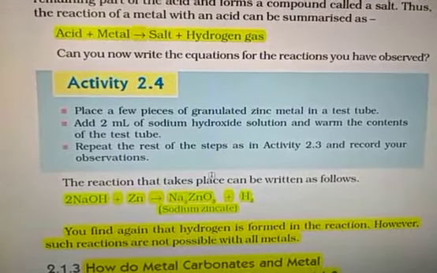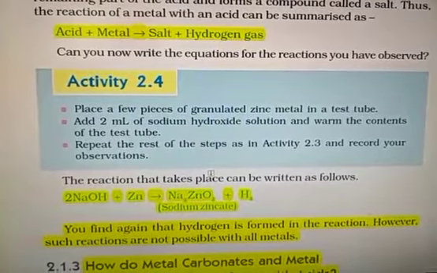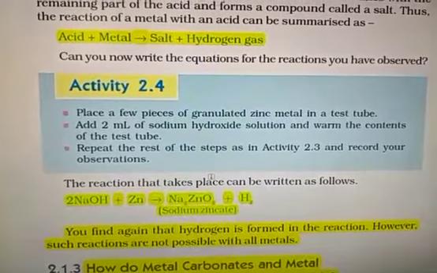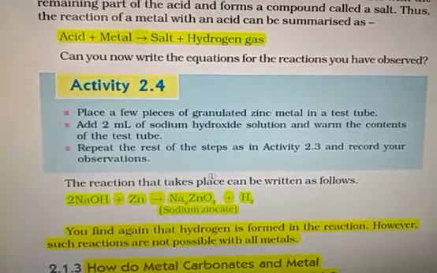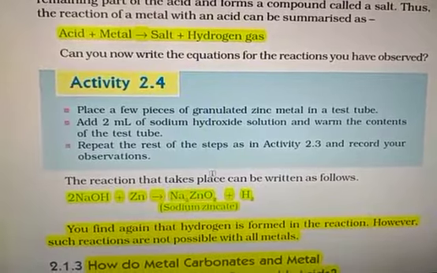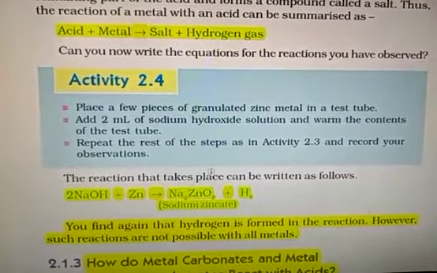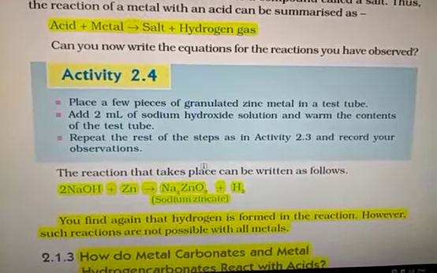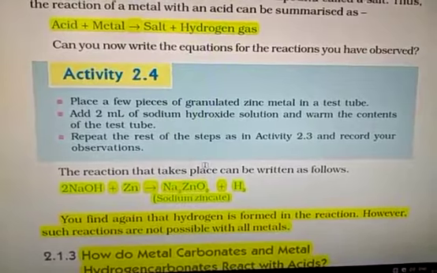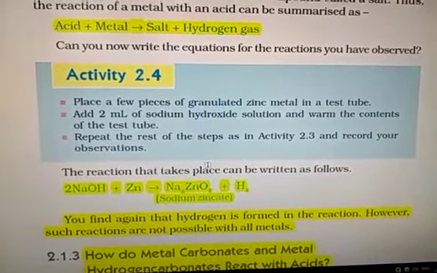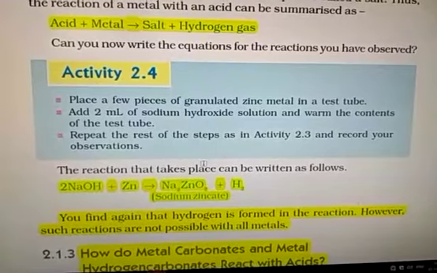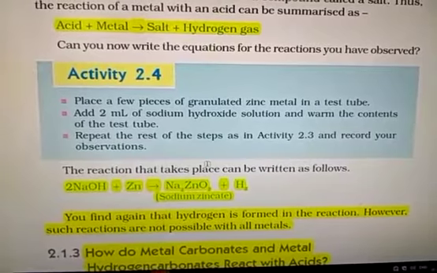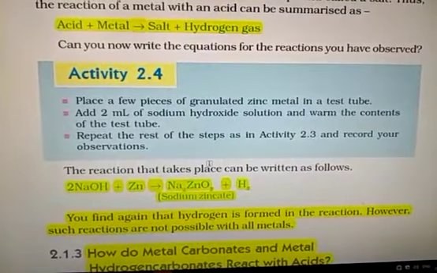Now activity 2.4. In this topic we react metals with base. First important point, not all metals react with bases. It's very important. All metals will not react with base, right? Only a few metals react with base. The metals which react with both acid and base are known as amphoteric metals. In your syllabus there are two metals which are amphoteric in nature. One is zinc, another is aluminium.